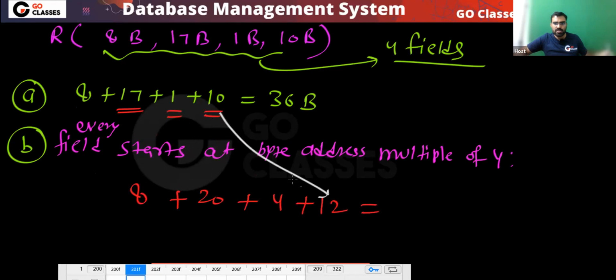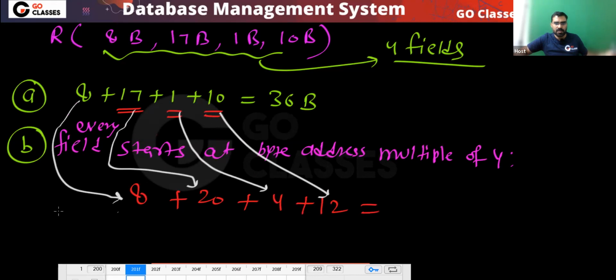So the question is actually now very easy. I hope you are finding that this is a very easy question now. Once you understand anything, it becomes very easy. So this is your answer. Now, finally, what will the answer be? You can check it out. I think it will be 44 bytes.